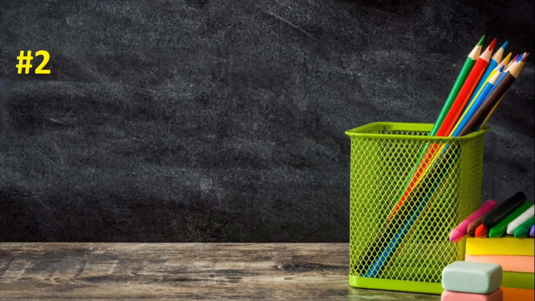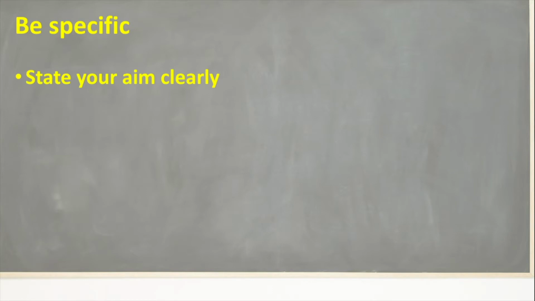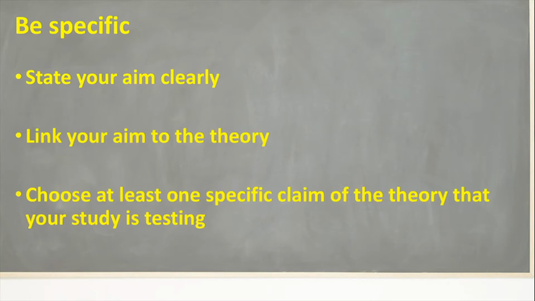That's the first way I would suggest linking your investigation to the background theory or model. The second way is explain how your aim is testing the theory. In your introduction, you need to state the aim of your investigation, and then you can link your aim to the theory. And you do that by stating at least one specific claim of the theory that your study is going to test. So be specific here and have a very specific claim.